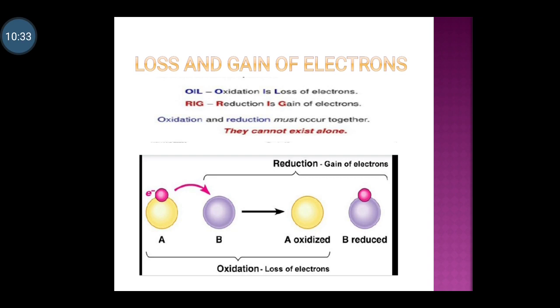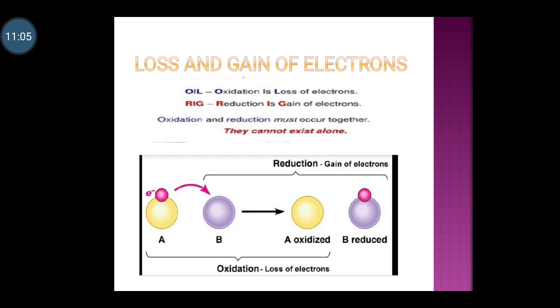Loss and gain of electrons. Most times they tend to define oxidation reduction reaction in terms of loss and gain of electrons, because this really shows the chemical processes that occur in electrons gaining and losing. All right, now I've been able to reduce it to what we call OIL RIG.